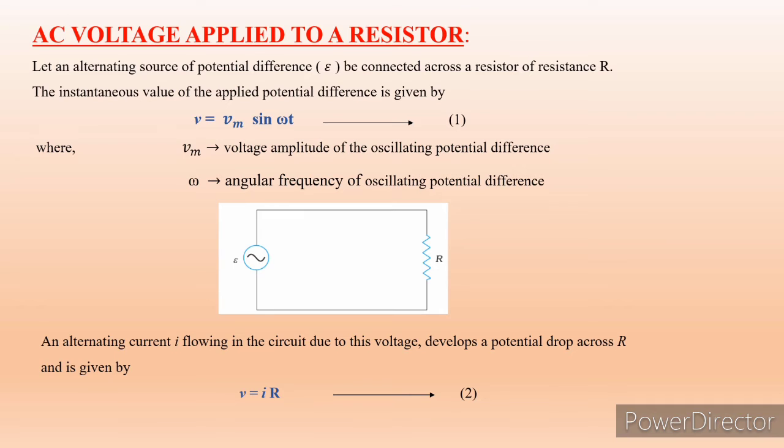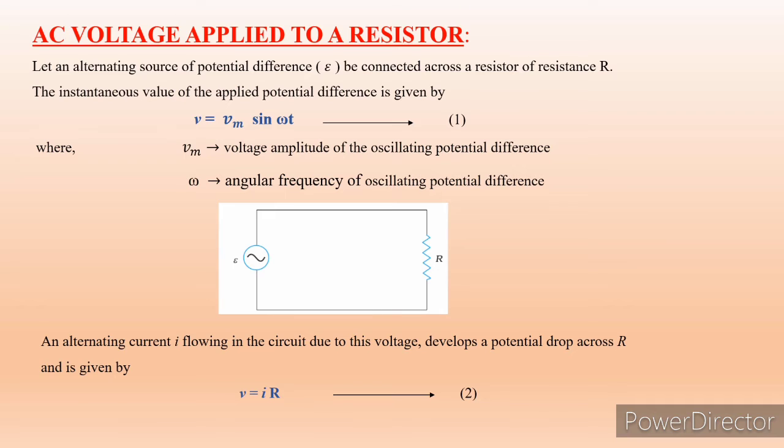If you look at the circuit, on the left side is the source of EMF E. The symbol for alternating or oscillating potential difference is represented by a sine wave. And on the right side of the circuit, parallel to the source of AC, is a resistor of resistance R.